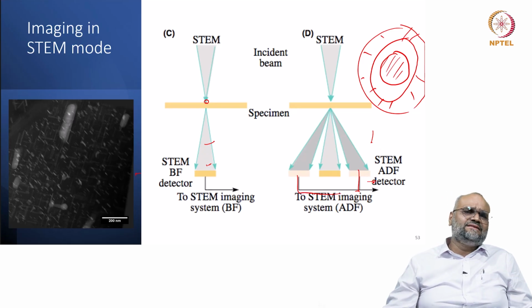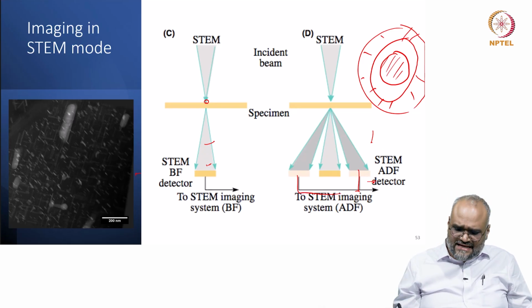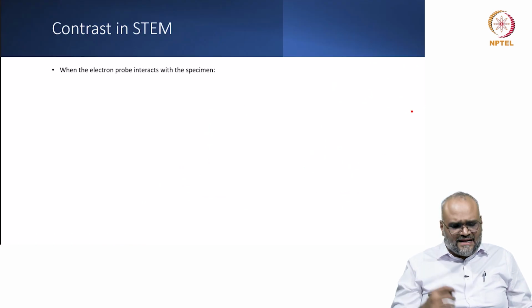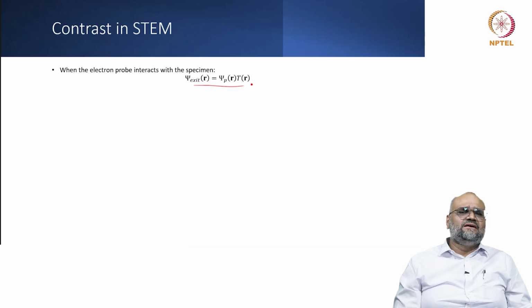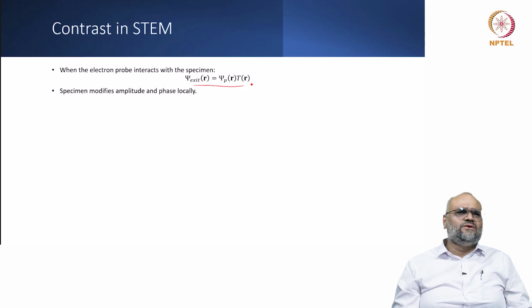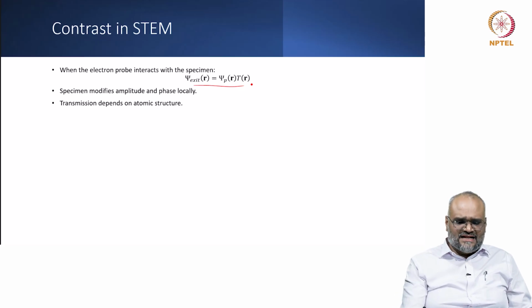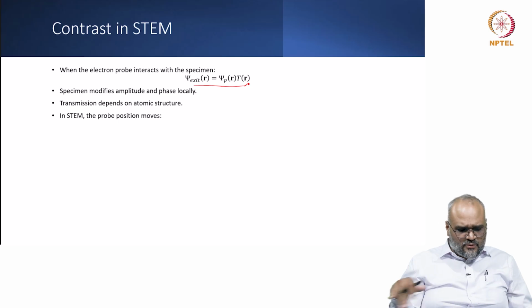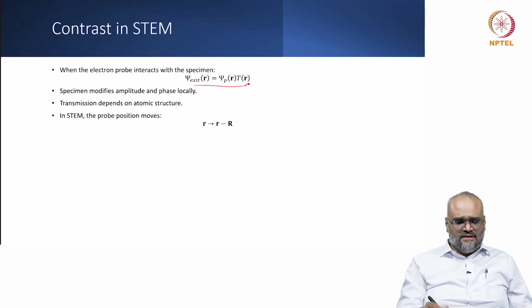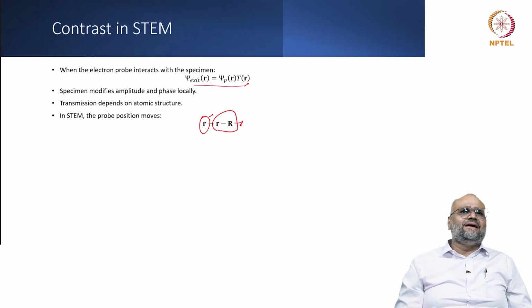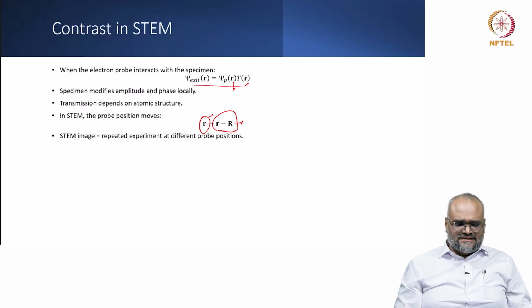If I understand the contrast mechanism by taking an area integral over this kind of a detector, when the probe interacts with the specimen, your exit wave can be written in terms of the radial coordinates like this. So the specimen modifies the amplitude and the phase locally. The transmission depends on the atomic structure. In a STEM, when the probe position moves, so if this position vector is changing, this is how my position vector changes.